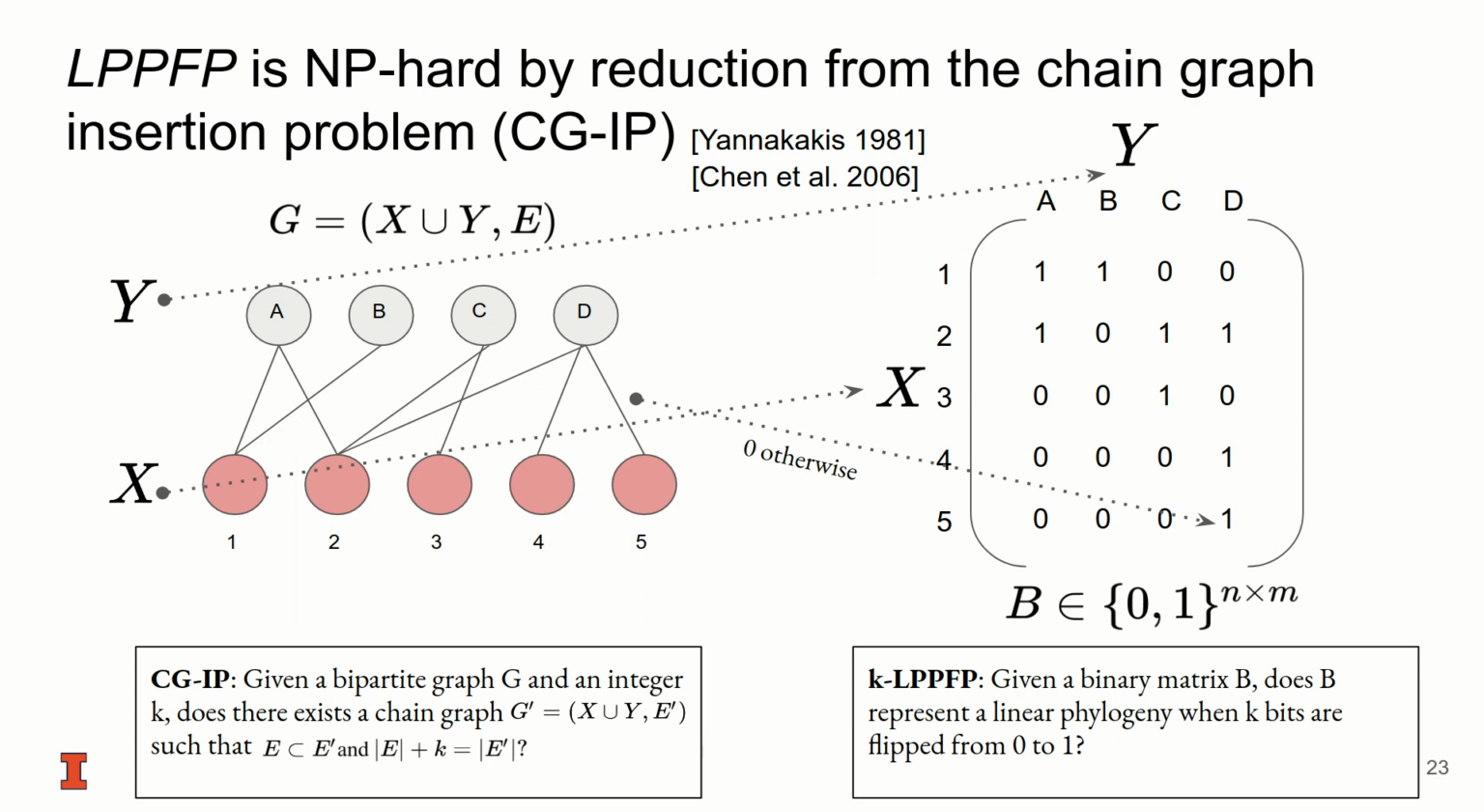And we can reduce the chain graph insertion problem to the decision version of the linear perfect phylogeny flipping problem, which asks, does B represent a linear perfect phylogeny when k bits are flipped from 0 to 1? So we simply map the vertex set of X onto the rows of matrix B, and the vertices of Y onto the columns of matrix B. Then we map the edges as a 1 in our matrix and 0 if an edge does not exist. And this can be done in polynomial time.